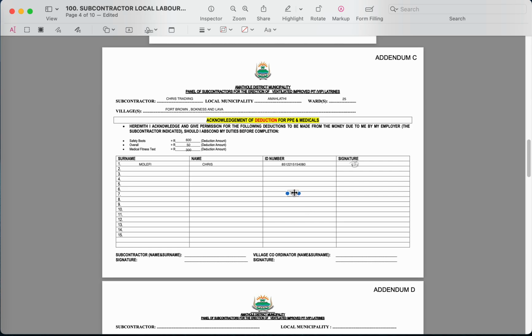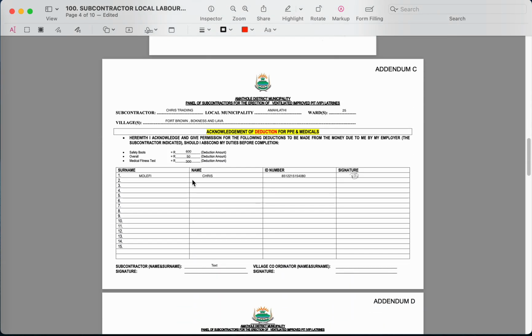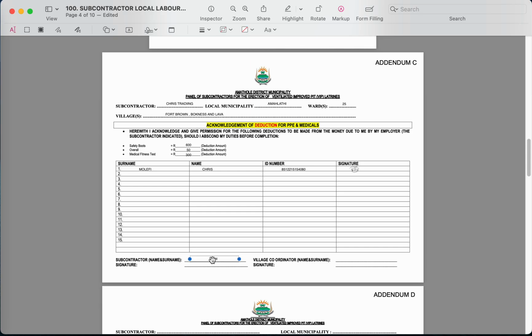And then as a contractor, don't forget, I won't fill in all the employees, but you will have an idea that number 2 we had Marnas Mulifi, I think Marnas was our supervisor. Yes, supervisor. Now Marnas will be number 2 here as a supervisor. Subcontractor's name, we still need to fill this part. It's Chris Trading. And then we still continue like that. This is the village coordinator name and signature. We said our village coordinator is Mr. Nabu Tembekile, correct? Then we move like that.